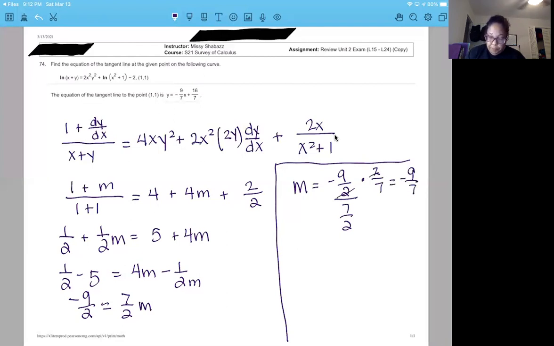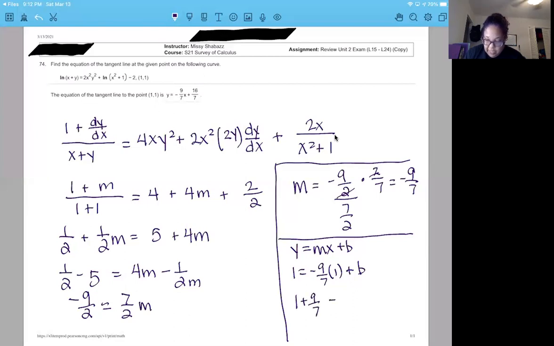So that's my slope. I'm going to plug in to my y equals mx plus b. Y is 1, my slope is -9/7, my x is 1, plus b. So I have a 1 plus 9/7. 7 plus 9 is 16. So I get a 16 over 7. So the equation of my tangent line is y equals -9/7 x plus 16 over 7.